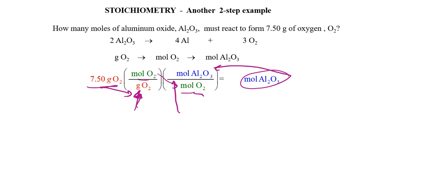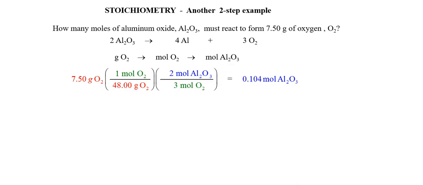Now you've got to figure out where the numbers come from. This is your molar mass, this is your periodic table number. These are coefficients. How do I know that? Mole to mole. Okay. Molar mass of oxygen, you've got 2 times 16 for your 32 per 1 mole. 2 to 3 are the aluminum oxide and the oxygen. Then I crank through the math.